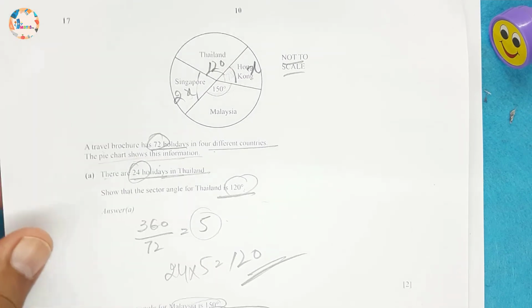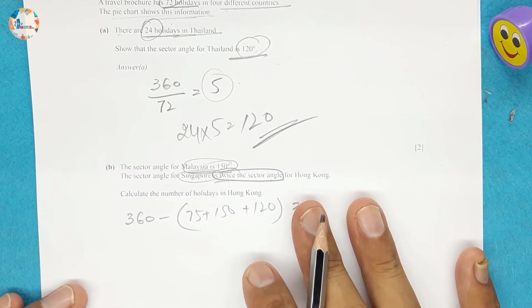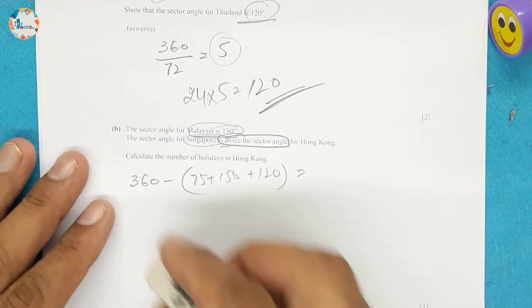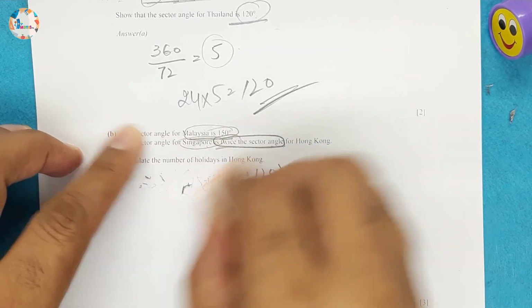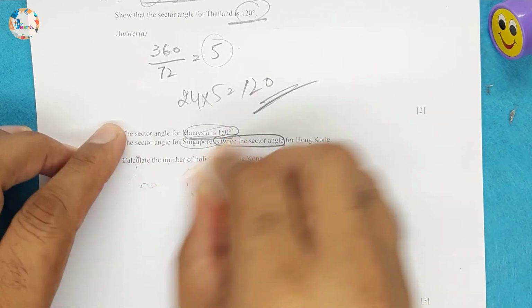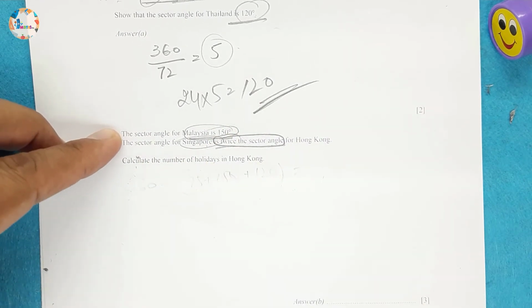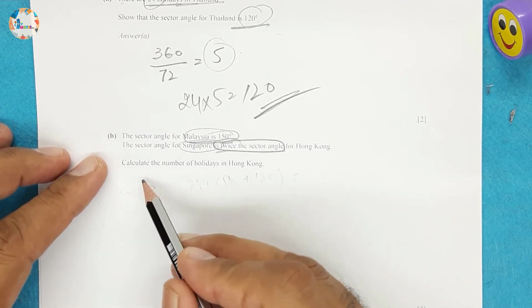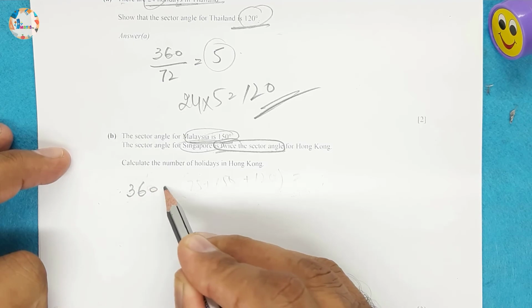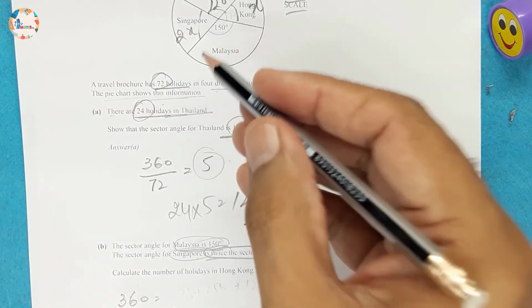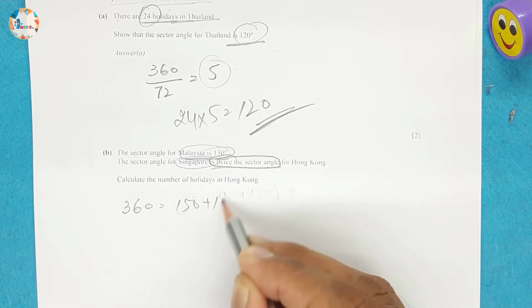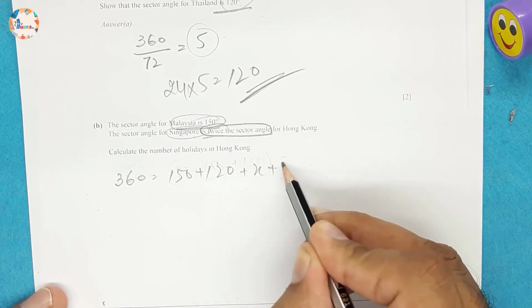So we'll form the equation. I'll rewrite this equation and then we will solve it. That will be 360 is equal to what? 360 is including 150 plus 120 plus x plus 2x.